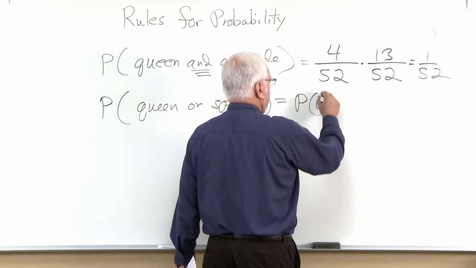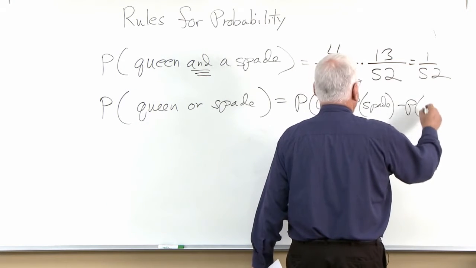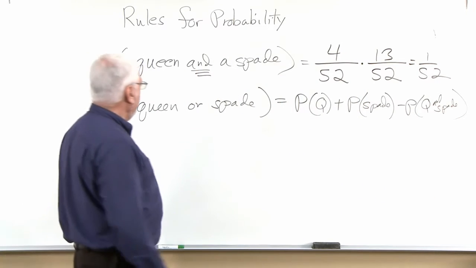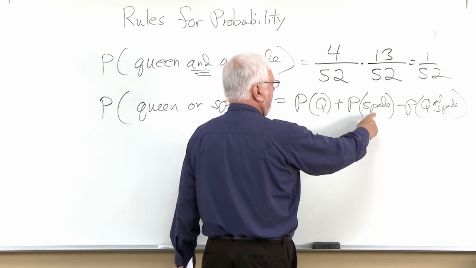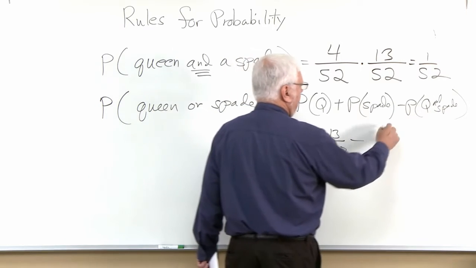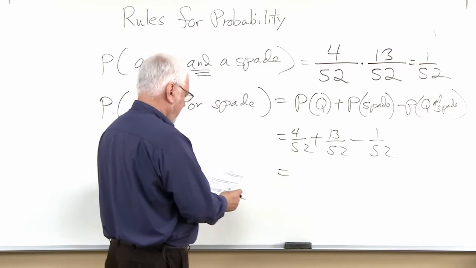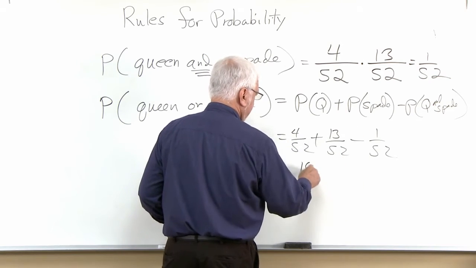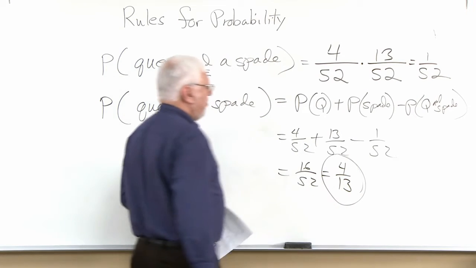The probability of a queen plus the probability of a spade minus the probability of a queen and a spade. So let's see, what's the probability of a queen? It's 4 out of 52. And the probability of a spade is 13 out of 52. And now we have to subtract the probability of a queen and a spade. Well, we've got that already. That's 1 out of 52. And so if we calculate all that, 4 plus 13 is 17, minus 1, 16 out of 52. And that reduces down to 4/13. So that probability is 4/13.